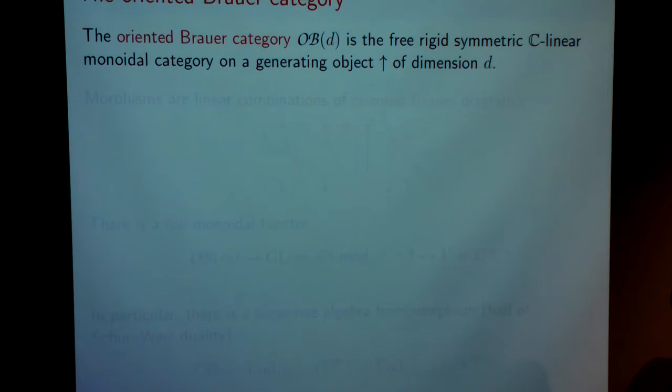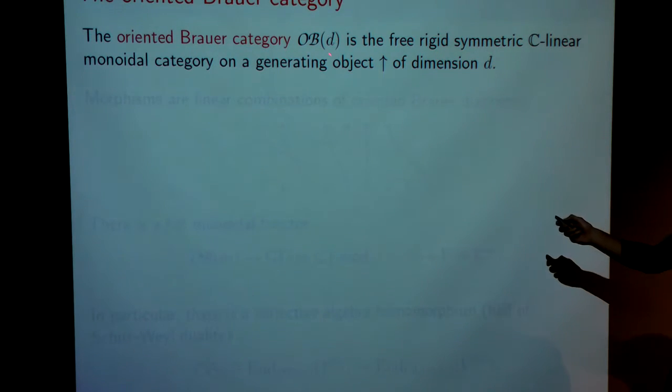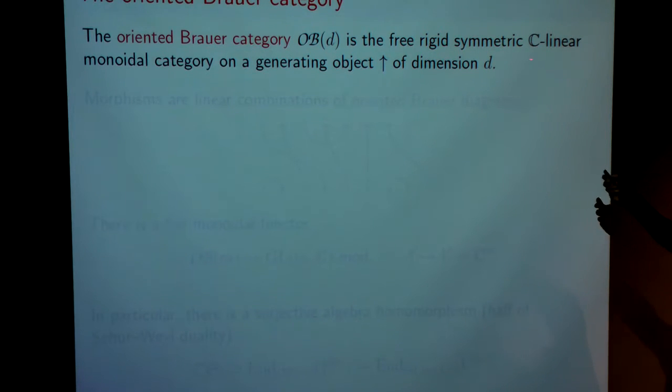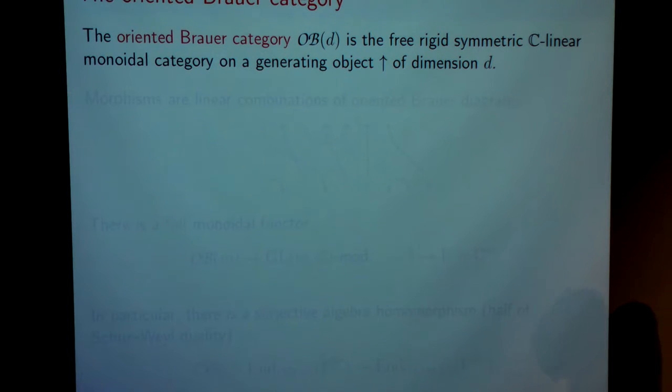So let's start off with the category that controls the representation theory of the general linear group. So this is the oriented Brauer category. It depends on some parameter D over our base field, which will be C. And so we have a category for each choice of this parameter. The simplest way to say what this category is that it's the free, rigid, symmetric, C-linear monoidal category on one generating object, which we denote by an up arrow, of dimension D.